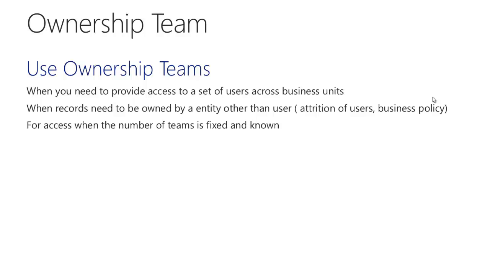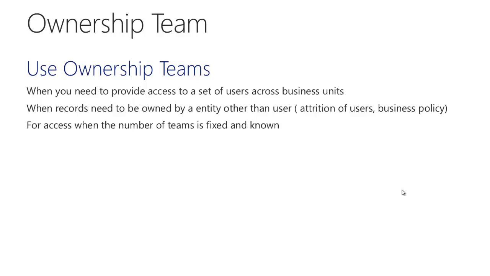Now I want to focus on the two types of teams that are available to you. So the first type is owner or ownership team, and the other type is access team. Some scenarios where ownership teams are a good fit for the security modeling would be, firstly, if you need to provide access to users across business units, that would be an automatic fit for trying to implement an ownership team.